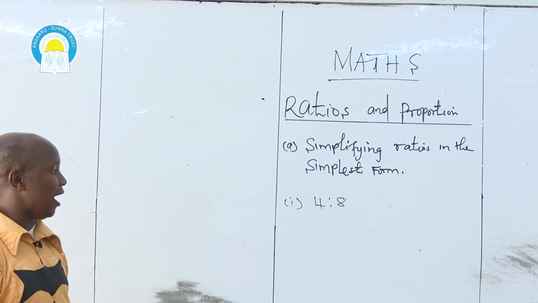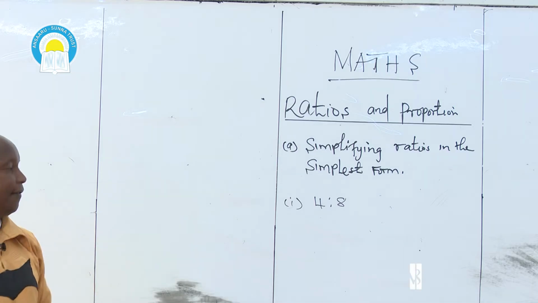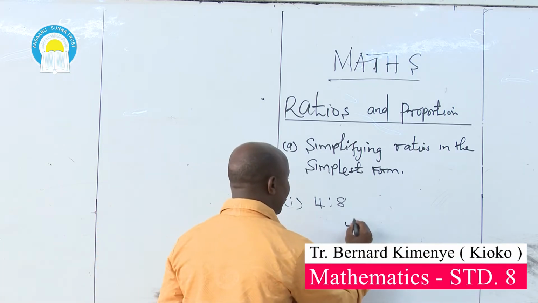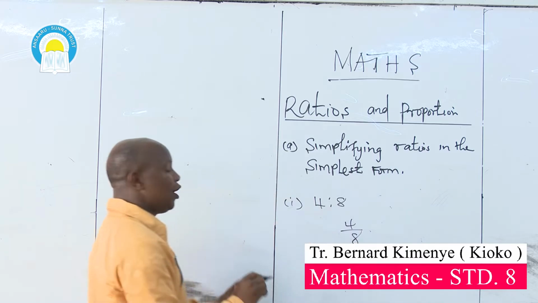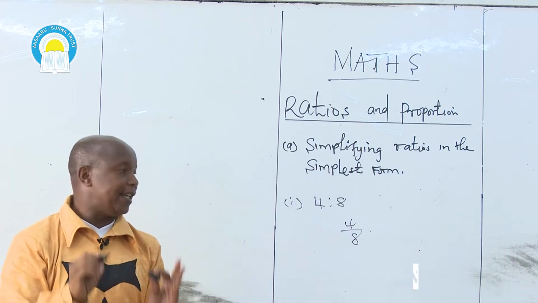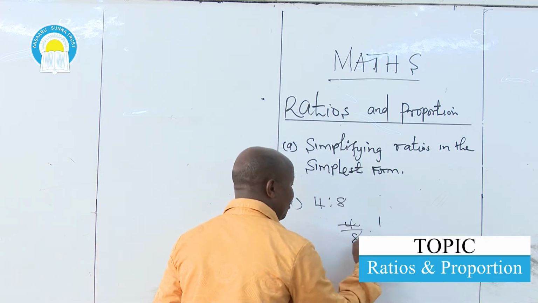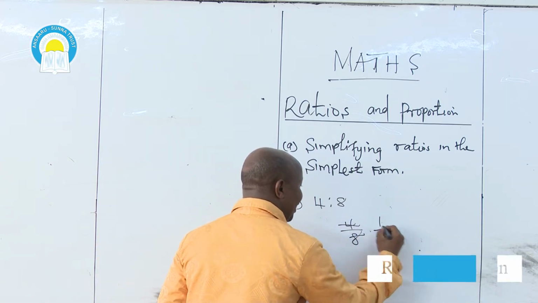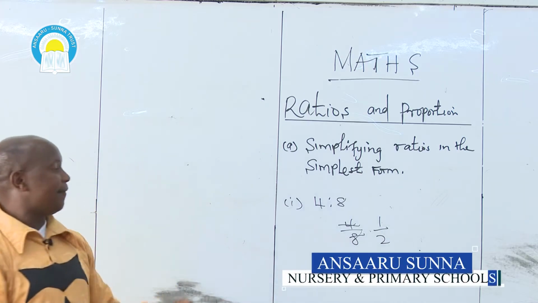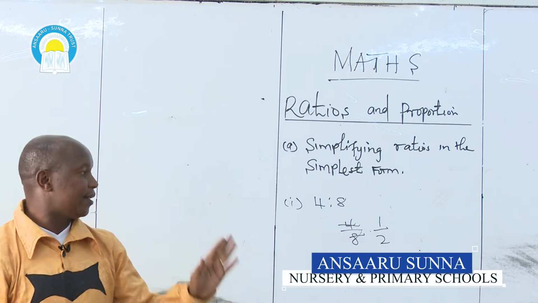In my case here now, 4:8 as a fraction is 4/8. Then you simplify to the simplest form. In my case here now, 4 divided by 4 is 1. 8 divided by 4 is 2. So my ratio as a fraction, simplified in the simplest form, is a half.